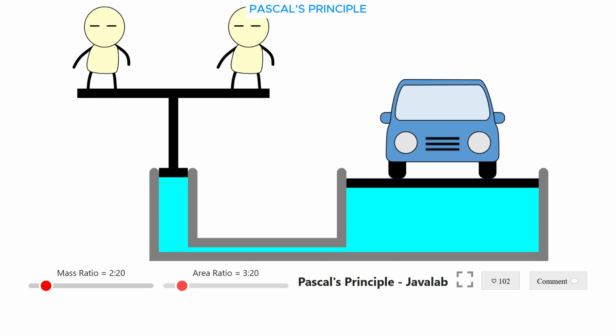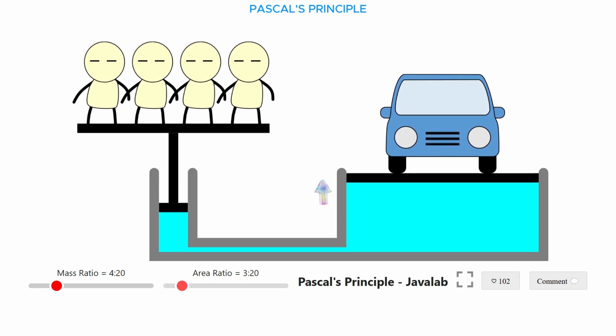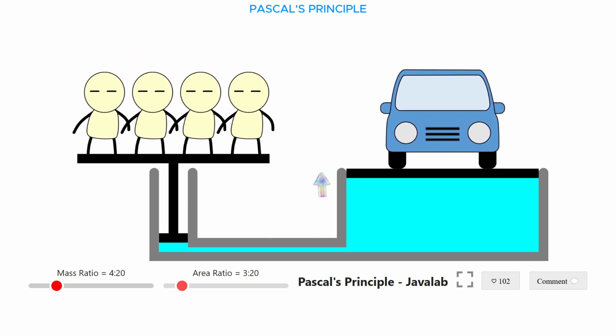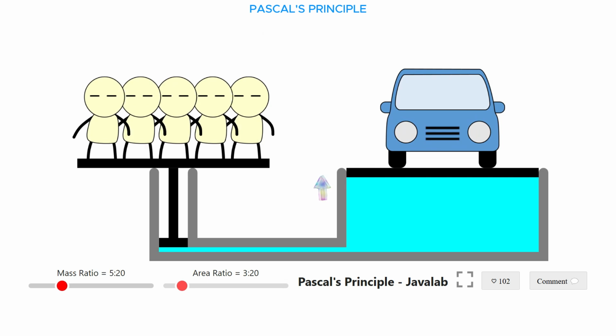To lift the car again, we need to increase the pressure. Let's add more mass to piston 1. By increasing the mass, we exert a greater force, which restores the pressure in the fluid. With the increased mass on piston 1, the pressure rises again. This higher pressure is transmitted to piston 2, lifting the car once more.